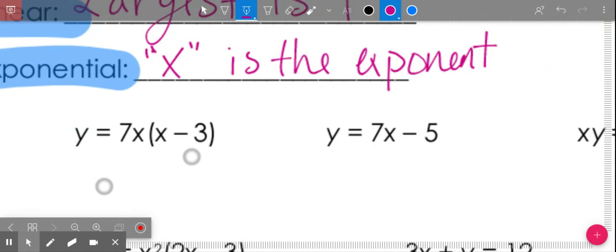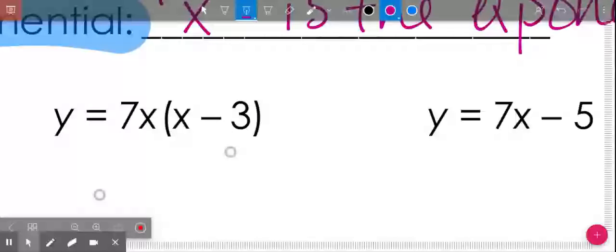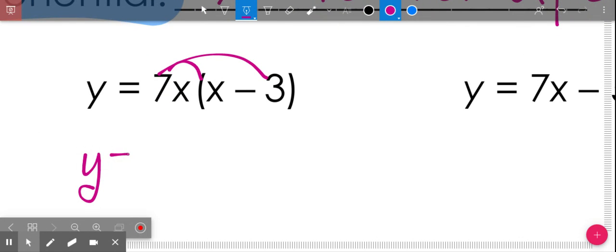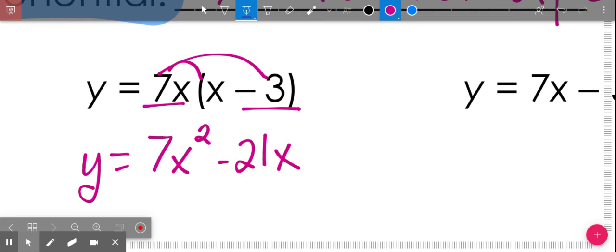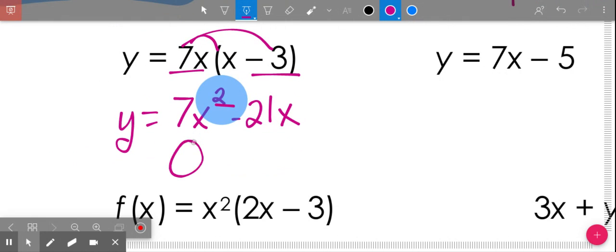Looking at the first one, we have 7x times x minus 3. We need to distribute this and simplify it a little bit. So when I do that, I'll get y is equal to 7x times x gives me 7x squared, and then 7x times negative 3 gives me negative 21x. Remember, that's kind of like our box method where we multiply everything. That's all we're doing there. When I multiply those pieces together, my largest exponent is now a 2. Remember, the exponents are the little numbers. Since my largest exponent is a 2, this is quadratic.